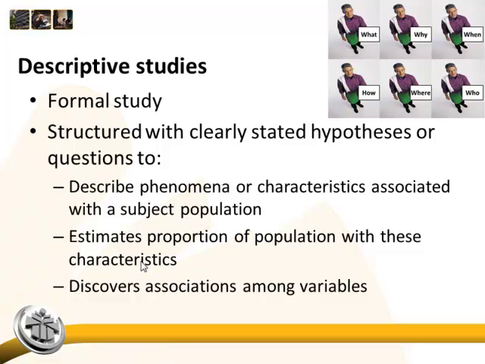And then it also discovers associations among variables. So there might be a question around response time of technicians for maintenance, and then a general question around general satisfaction of maintenance. And there might be a correlation that those who perceive the response time to be fast are more satisfied than those that perceive the response time not to be fast.